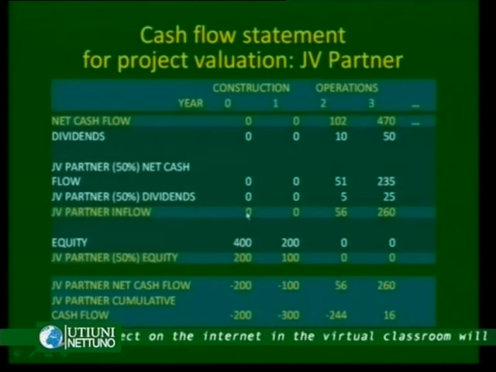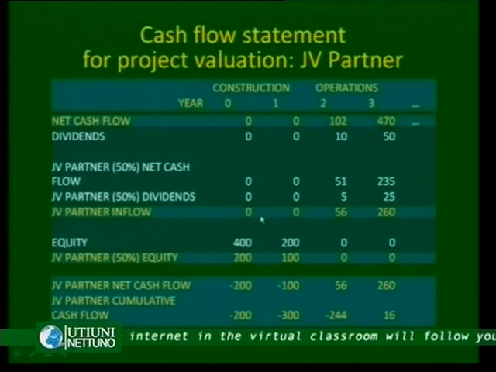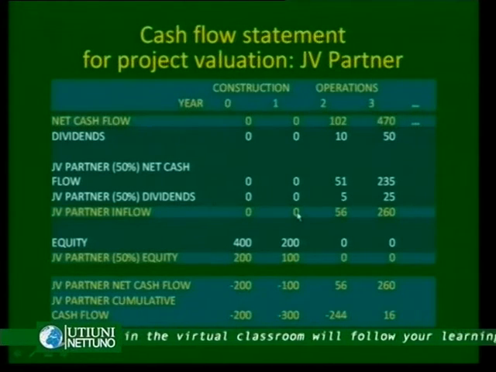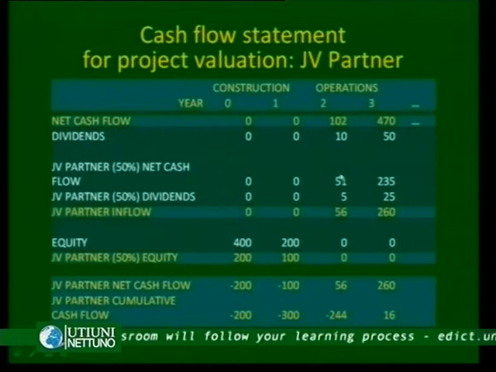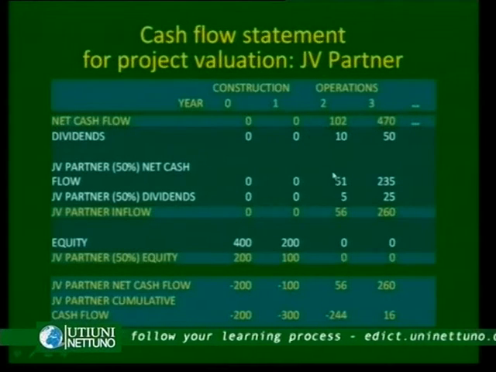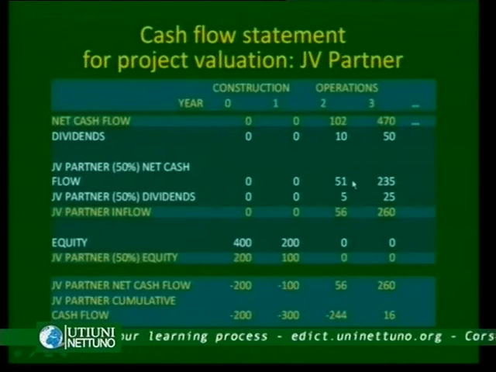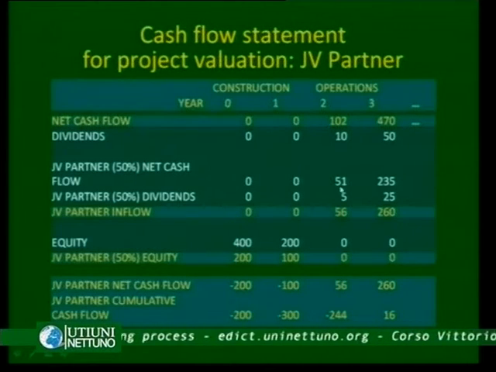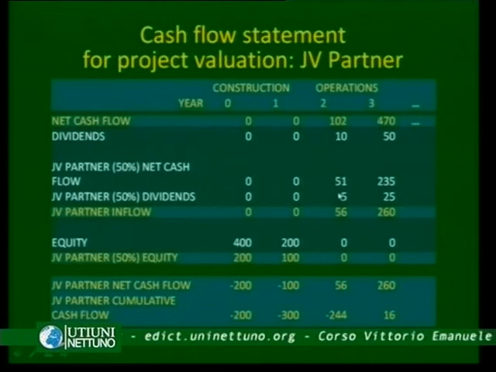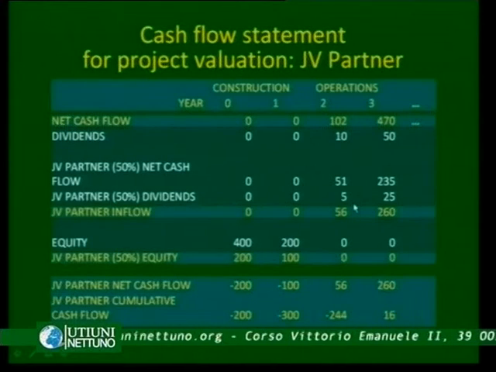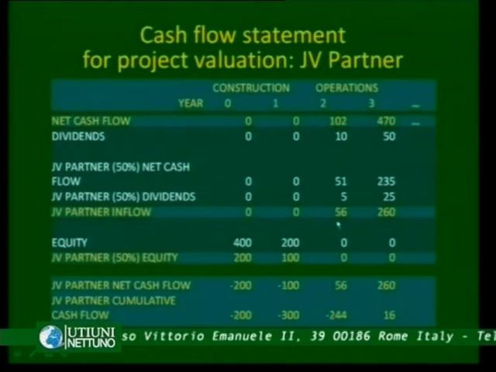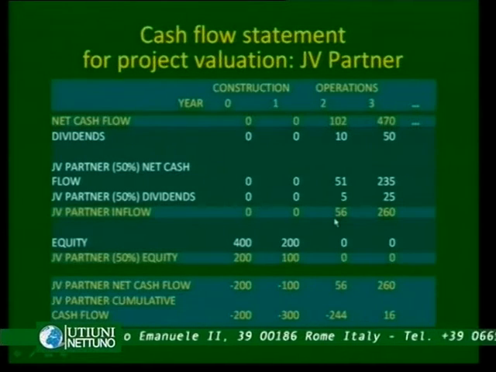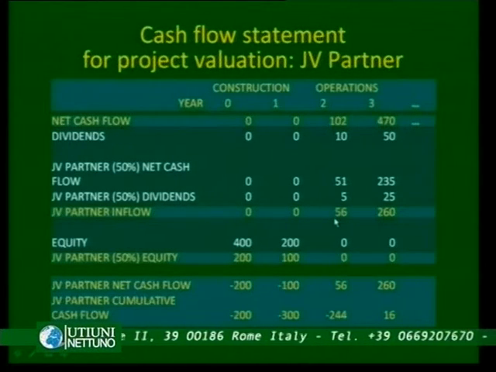Then the total partner inflow is represented in this line, so it's 0 for year 0 and 1. And in year 2 it will be equal to 56, that is equal to the sum of the net cash flow that accrues to the joint venture partner, that is 51, and 50% of the dividends paid by the project, that is 5, and so the total inflow for the joint venture partner in year 2 is 56.